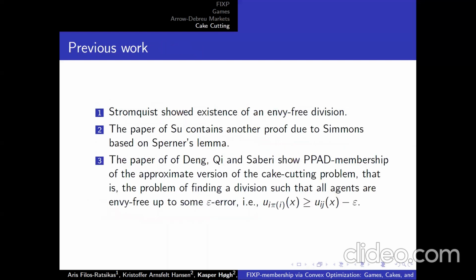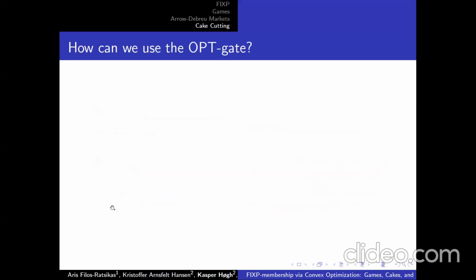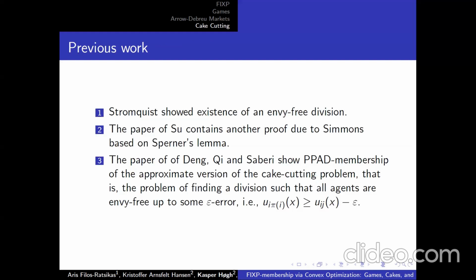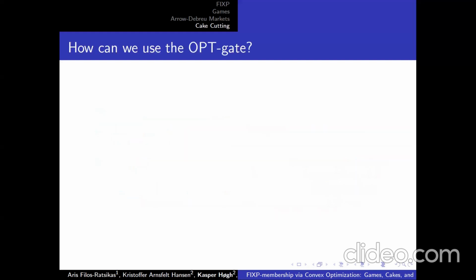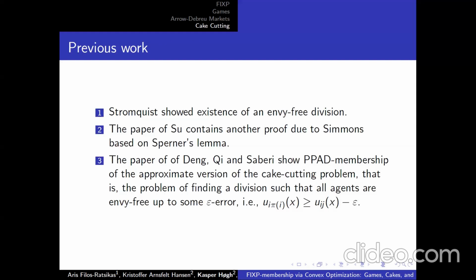Okay, and of previous work, Stromquist showed the existence of such an envy-free division, and then Simmons gave a proof, which is in a paper of Su, based on Sperner's lemma. And based on this proof, Deng, Qi and Saberi showed PPAD membership of the approximate problem, which is basically finding a division such that this inequality holds for some epsilon. But there were no results about the exact problem, but we show that the exact problem is actually complete for the class FIXP.